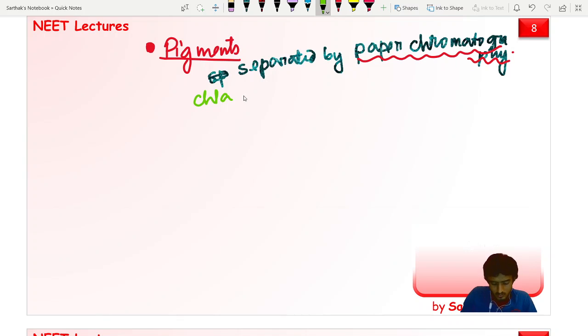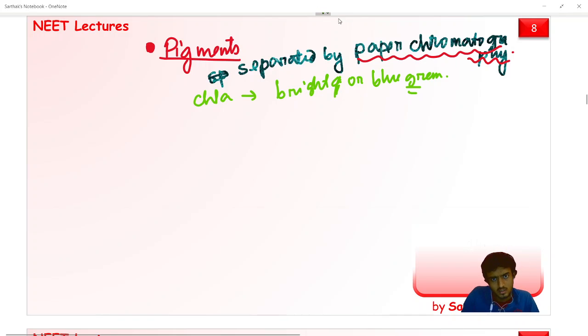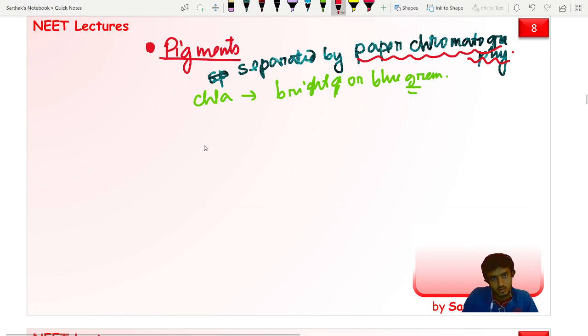chlorophyll A is a pigment which is bright or blue green in color. These colors are given in NCERT. I am just citing it out. You have to remember the colors. The color could be asked at any moment in the NEET examination. You have to remember it. The chlorophyll B is yellow green in color.